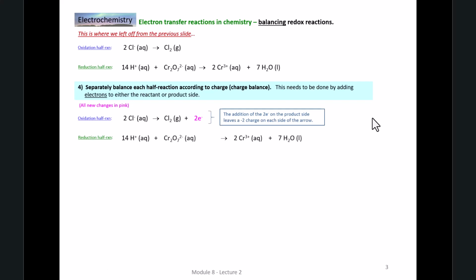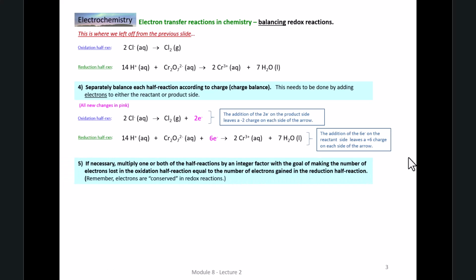How about the reduction half reaction? Well, we can take care of the charge problem here by adding 6 electrons to the left of the arrow, because now this half reaction will be balanced according to charge, because we'd have 14 H pluses, a 2 minus, that would leave a plus 12 charge. 6 minuses would leave a plus 6. On the right of the arrow, plus 6. So we've taken care of the charge balance in the reduction half reaction.